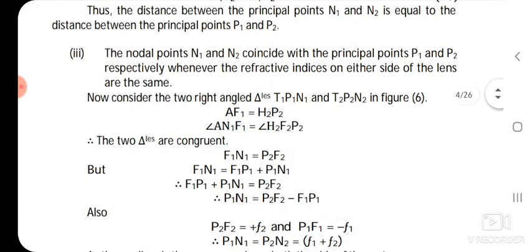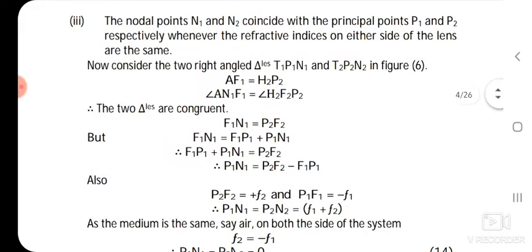Also, P2F2 and P1F1 are nothing but the focal lengths of that system. Therefore, P2F2 is equal to plus f2, and P1F1 is equal to minus f1. If we substitute these values, P1N1 is equal to P2N2, which is equal to f1 plus f2.